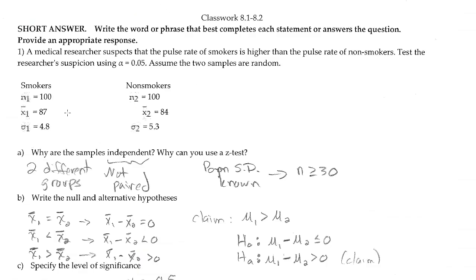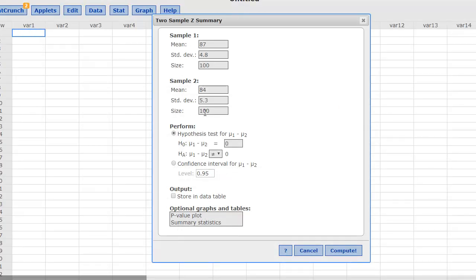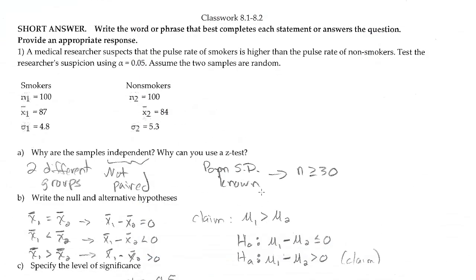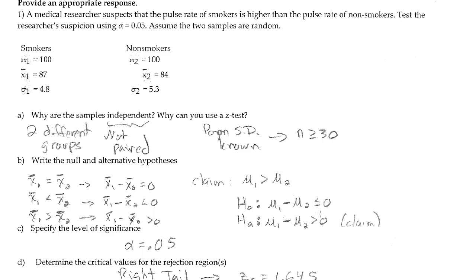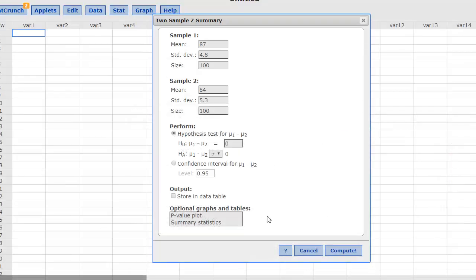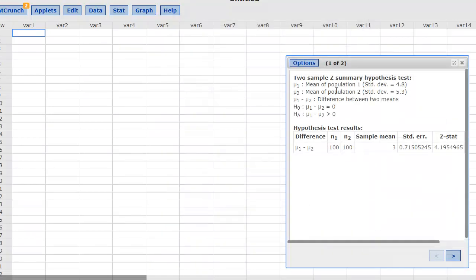All right, so again, looking at my problem, here's the summary statistics for sample 1. Here's the summary statistics for sample 2. And I'm plugging that in here to StatCrunch. And then in this case, our hypothesis was the alternative was a greater than. So in StatCrunch, I'm going to choose the greater than. And then I like to sketch the graph. I like to visualize our result.